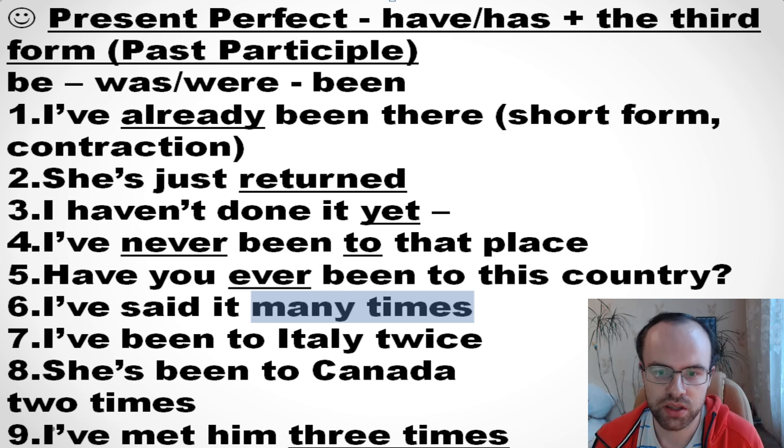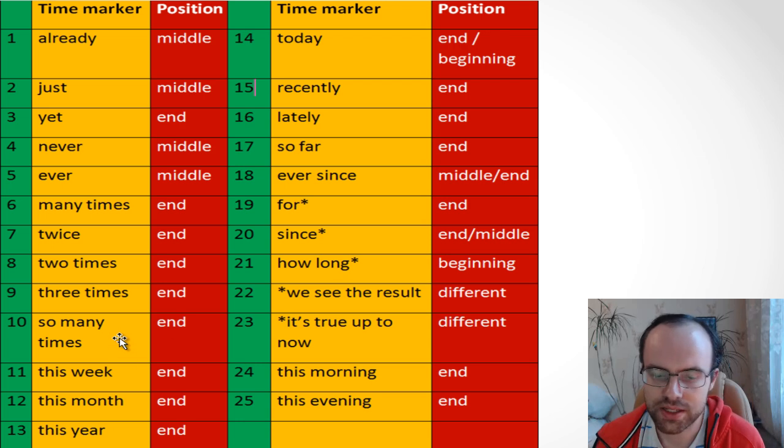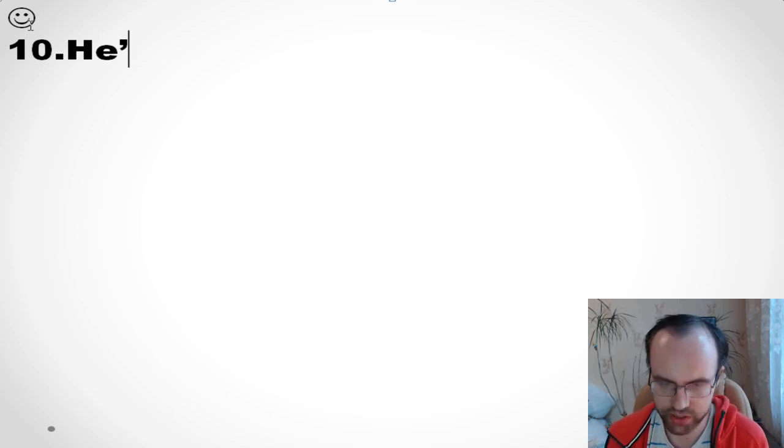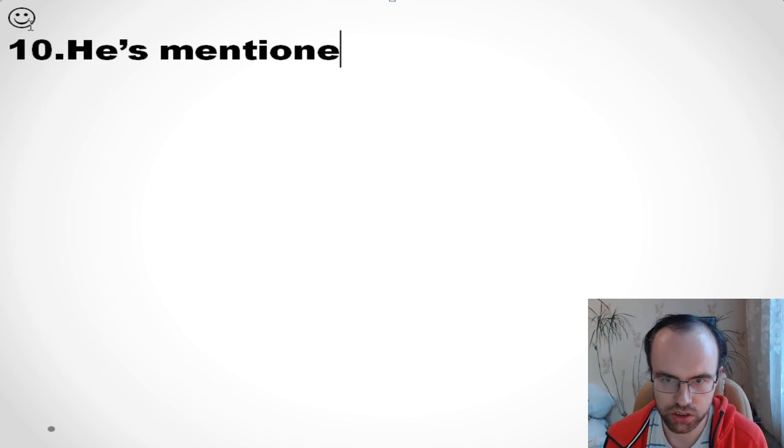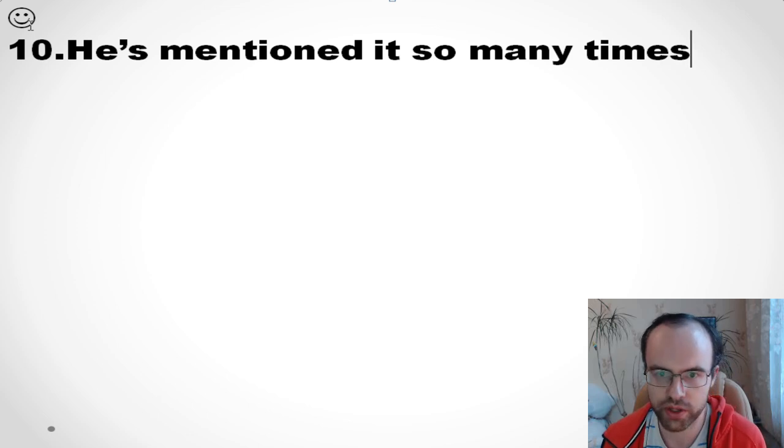Okay, so next. I've been to Italy twice. She's been to Canada 2 times. I've met him 3 times. Okay, next. So many times. For example, he has mentioned it so many times. He has mentioned it, or said it, so many times. So we use it with so many times. He's mentioned it so many times.